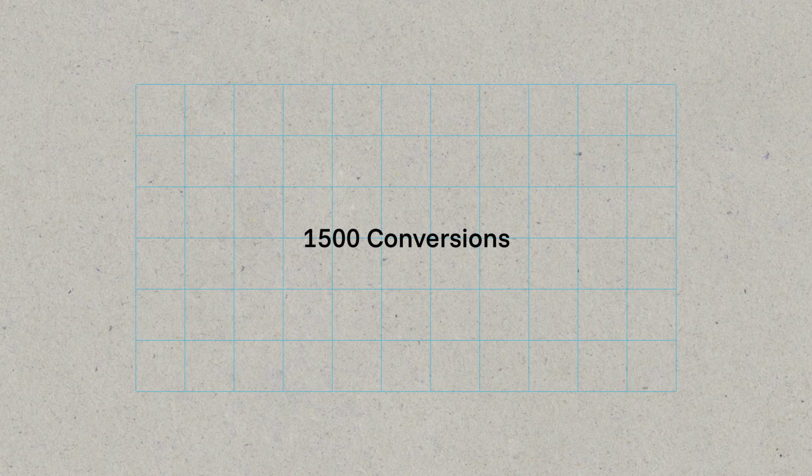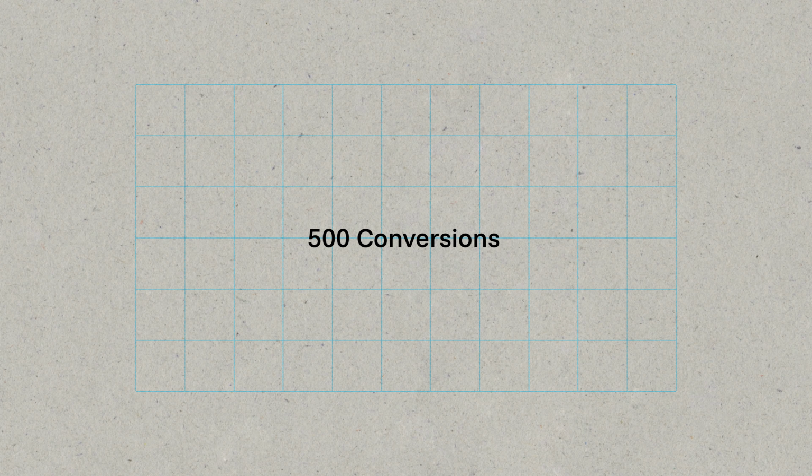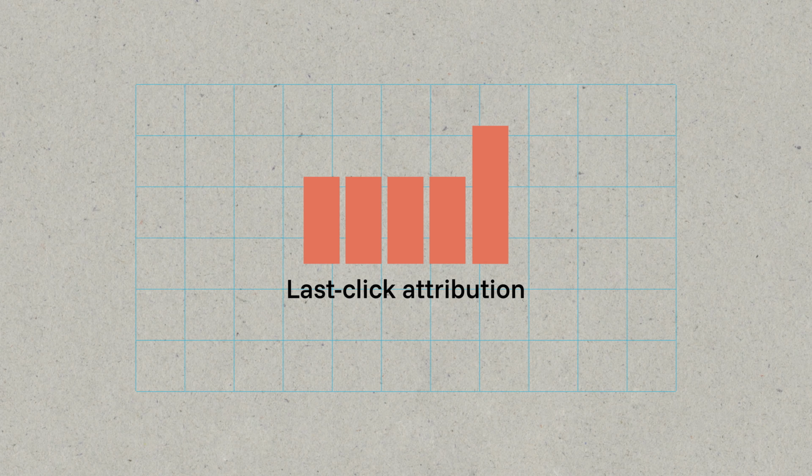You didn't get 1,500 conversions. You got 500. Each platform uses last click attribution. Whoever touched the customer last gets credit. This creates a measurement fantasy where every channel looks amazing and total conversions exceed reality. You need measurement tools that show truth, not wishful thinking.